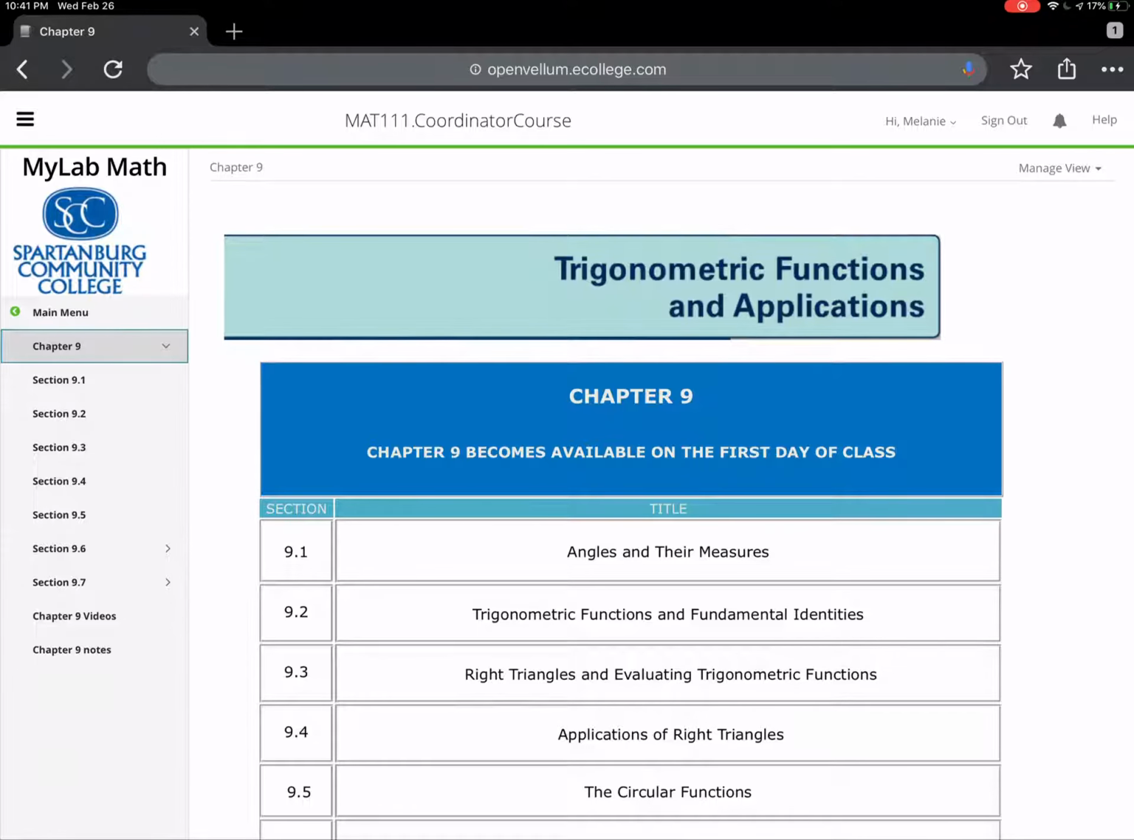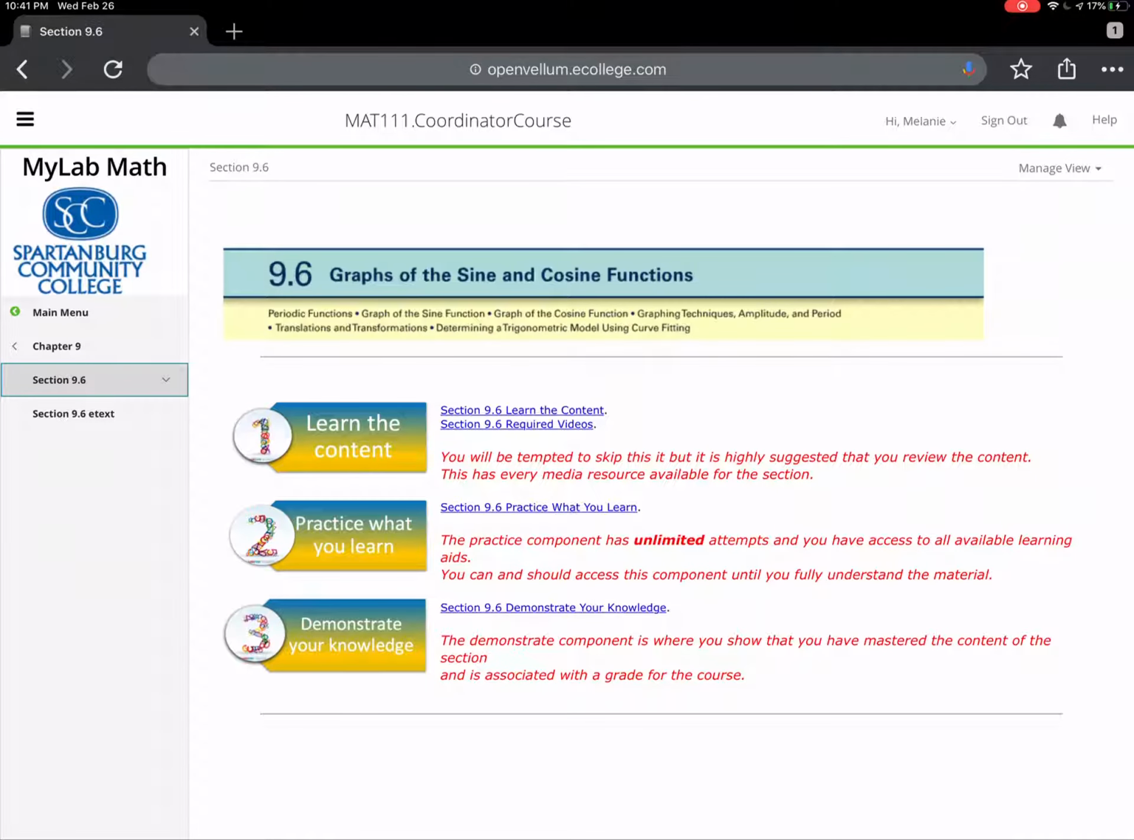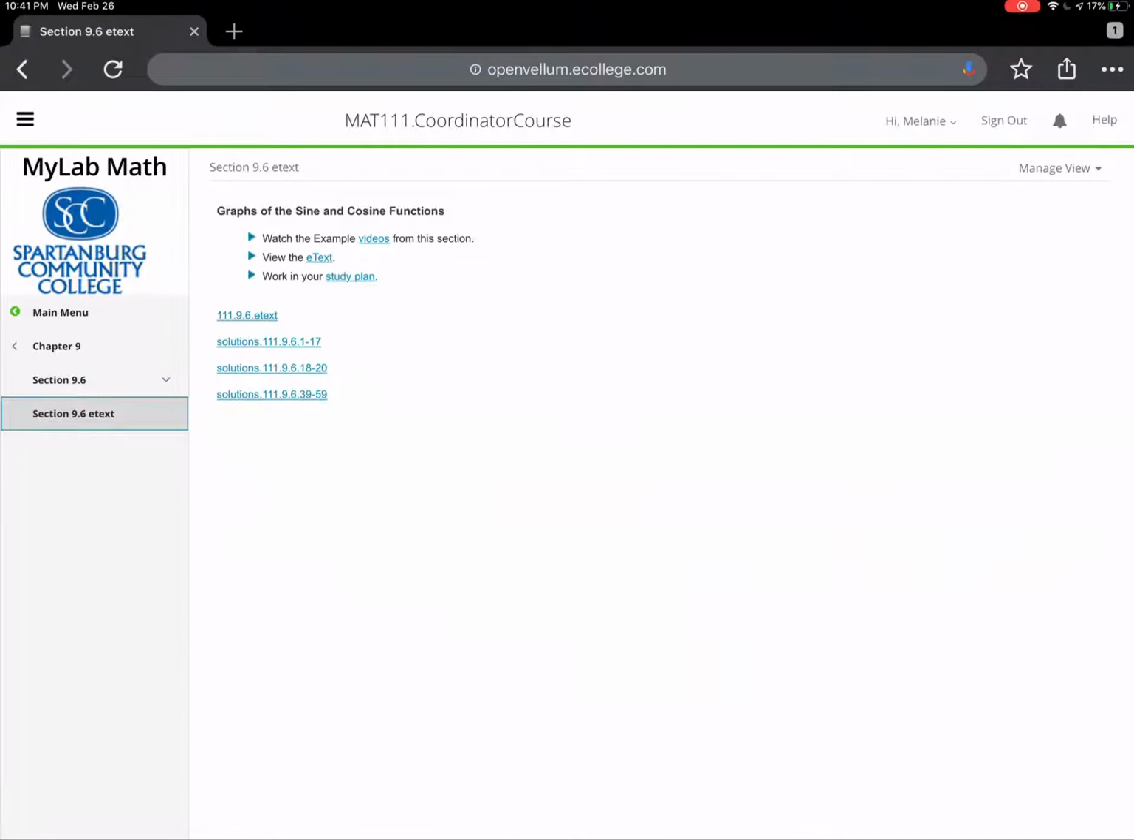Go all the way down, please, to section 9.6, and then from here go to this section that says 9.6 e-text. Now what I want you to notice here, and at the moment I'm not at a place where I'm allowed to write on the screen, so you're just going to have to listen to my verbal instruction. But notice how you have 4 links there. 3 of them say solutions, and the one right up above that says 9.6 e-text. So let's go into that 9.6 e-text first.